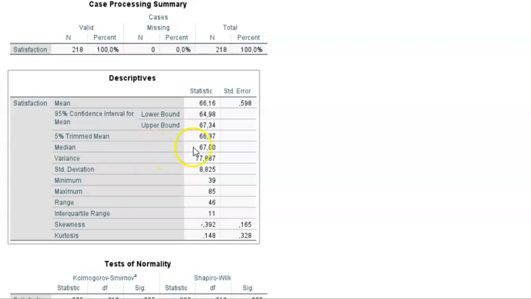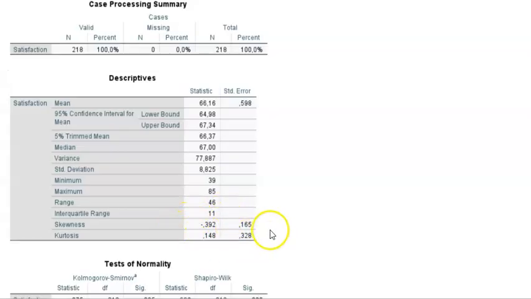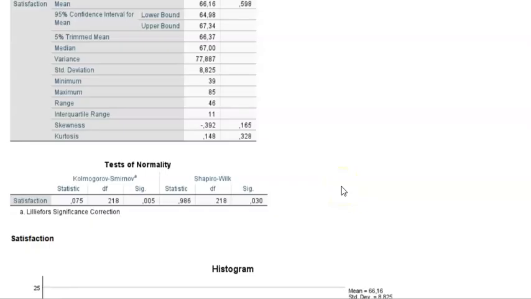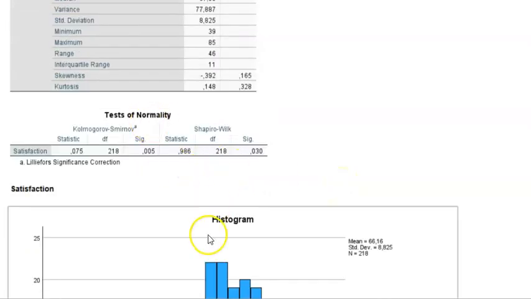If there is not a big difference between the mean and median, that is already a good sign that the data is normally distributed. You can also see the skewness, kurtosis, and the standard error. There is a way to find out if it is skewed or not, but let's just see our concern, the test of normality.